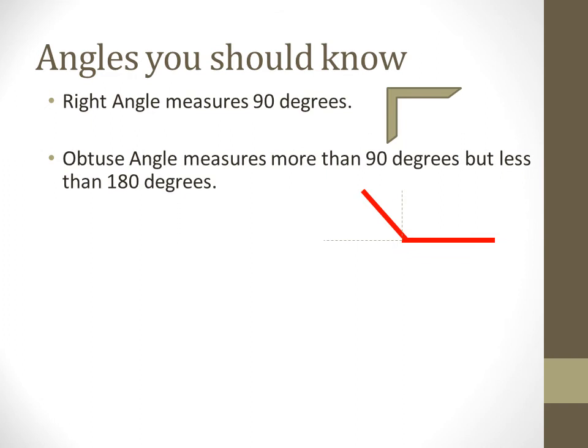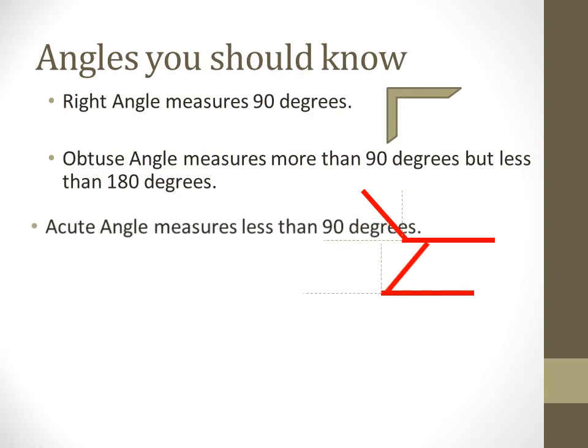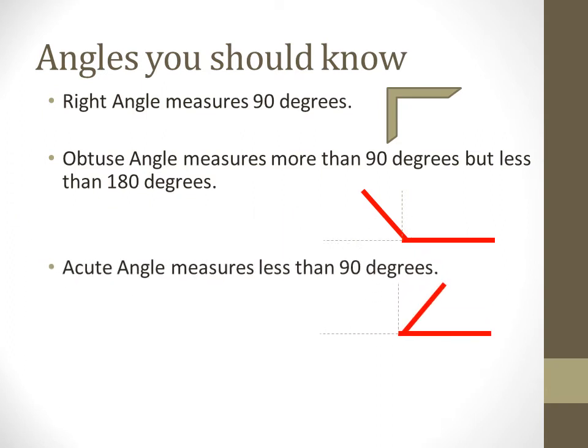An obtuse angle measures more than 90 degrees but less than 180 degrees. So the dotted lines here, the one that goes up is 90 degrees, and the one that goes straight across is 180 degrees. So an obtuse angle is somewhere in between there. An acute angle measures less than 90 degrees, so it's smaller than a right angle. It's an acute angle.